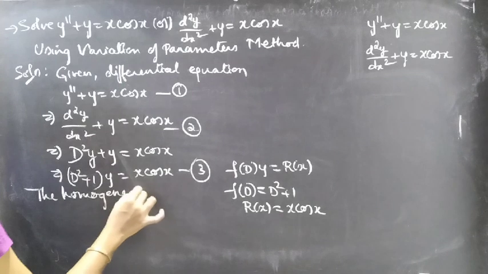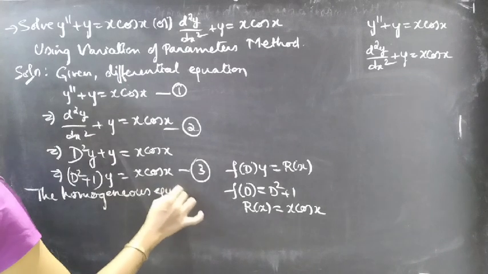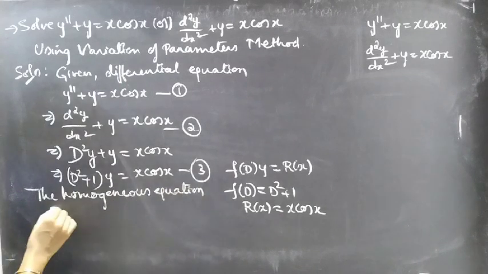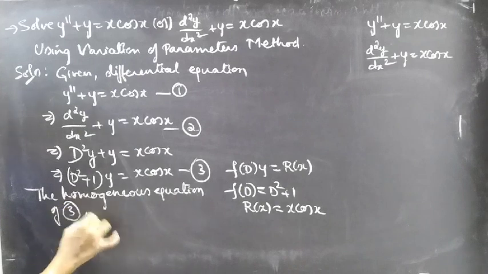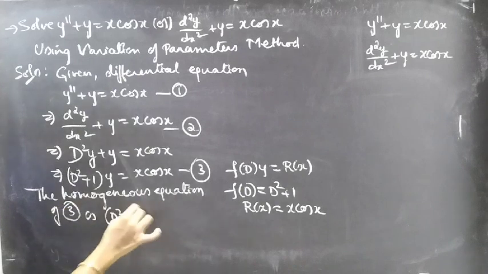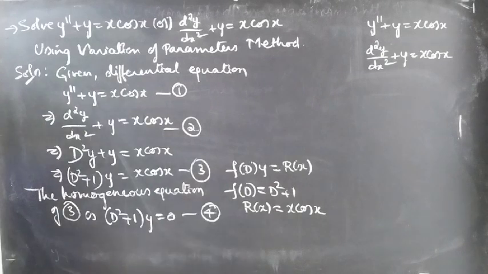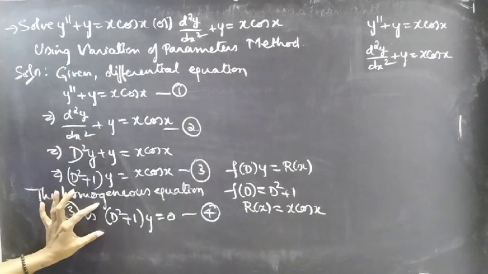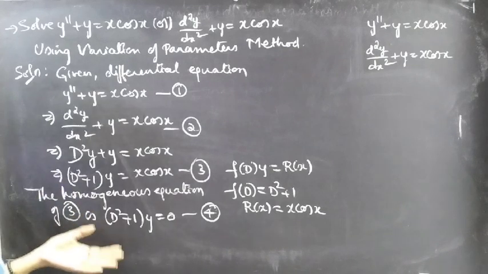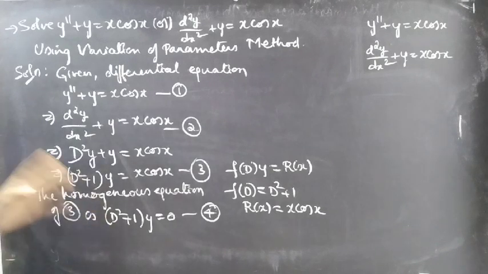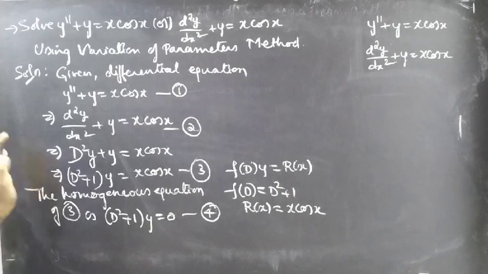Let's now write the homogeneous equation of equation 3. The homogeneous equation of equation 3 is (D square plus 1) into y equal to 0. Consider it as equation number 4. Now we'll find the solution of the homogeneous equation using the auxiliary equation, and later using the solution of the homogeneous equation, we'll write the general solution of 3, 2 and 1, because all the three equations are the same.